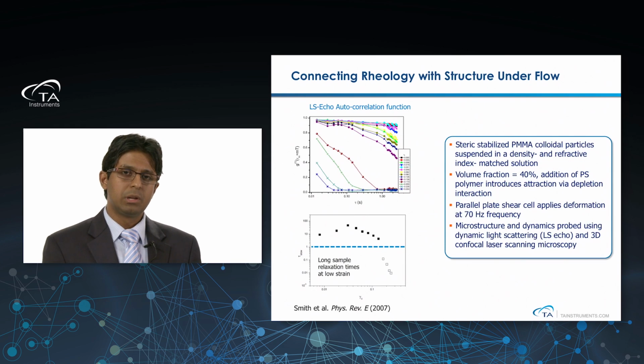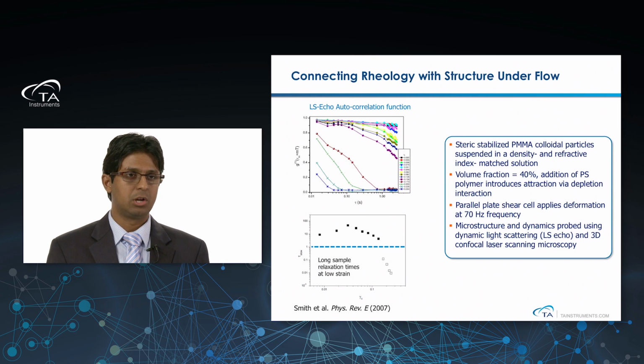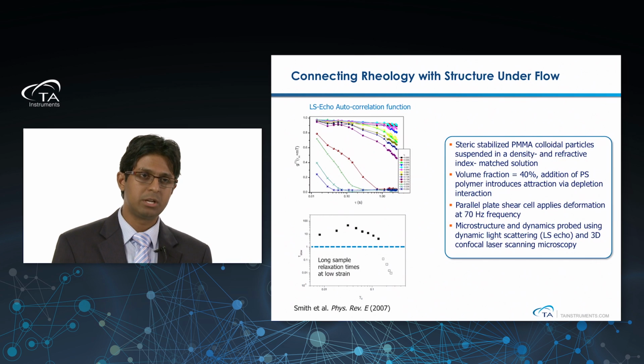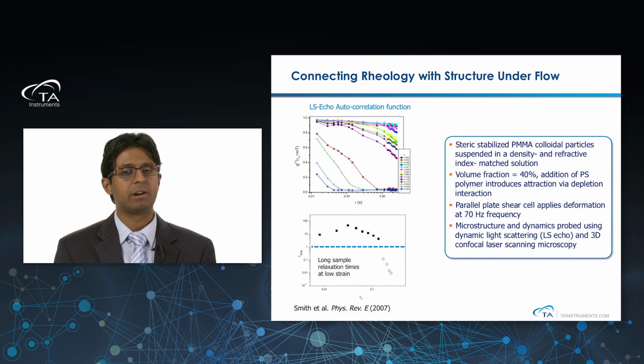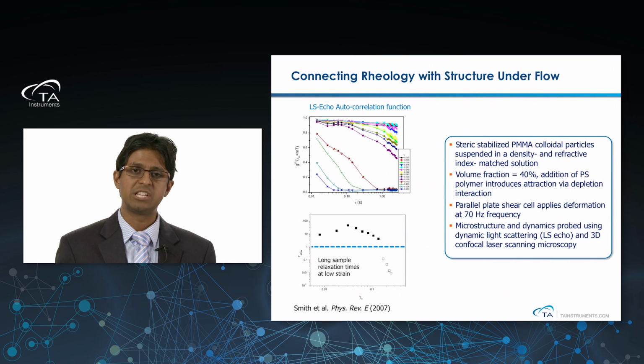The next example we look at is a colloid polymer system, but in this case, we're looking at colloidal particles that are being forced to gel through the addition of a depletant. So these are sterically stabilized PMMA colloids that are suspended in a density and refractive index matched solvent mixture. Matching the density means the particles are not going to sediment over time, and matching the refractive index means you have good quality for confocal microscopy.